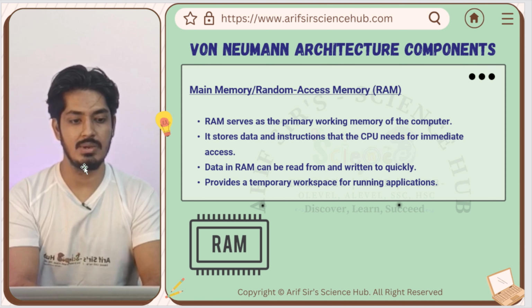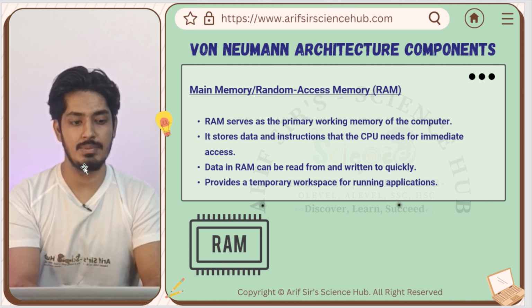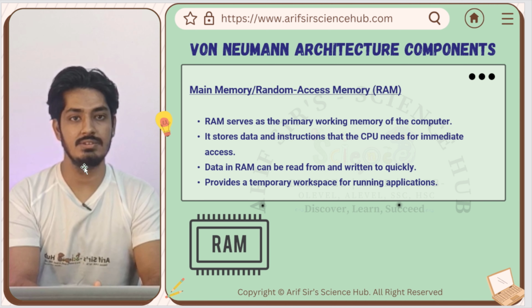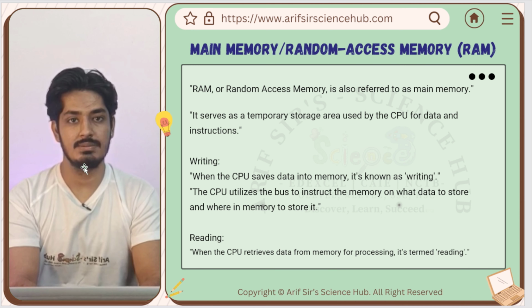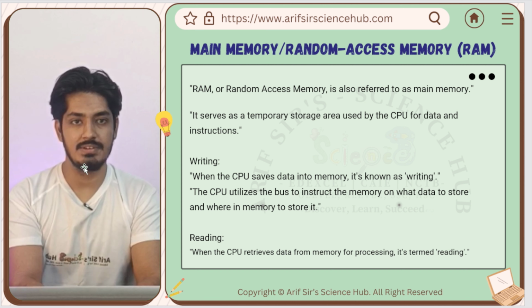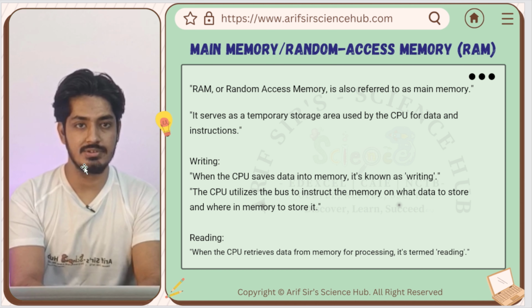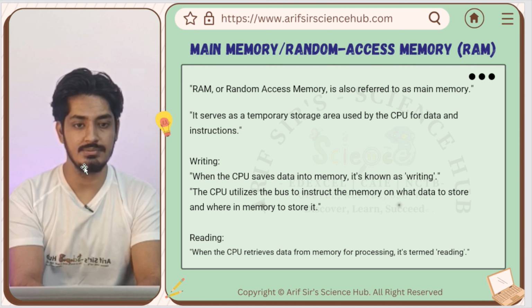The second component is main memory, the random access memory, the RAM. RAM serves as the primary working memory of the computer. It stores data and instructions that the CPU needs to access immediately. Data in RAM can be read from and written to quickly, and it provides a temporary workspace for running applications. It's volatile memory, which means it stores temporary data. So RAM is referred to as main memory. It serves as temporary storage used by the CPU, and it just stores data and instructions. RAM, random access memory, is the main memory of the computer, and it stores temporary data.